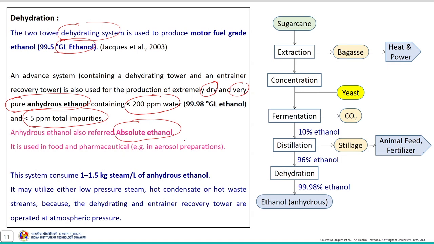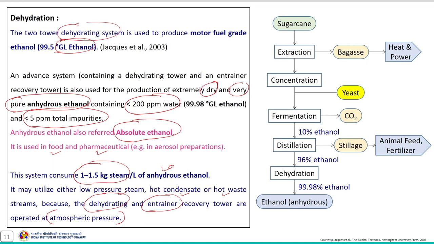And it has wide application in food and pharmaceutical industries. And this system consumes around 1 to 1.5 kg of steam per liter of the anhydrous ethanol. It may utilize either low pressure steam, hot condensate or hot waste steams, because the dehydration and internal recovery towers are operated at atmospheric pressure.